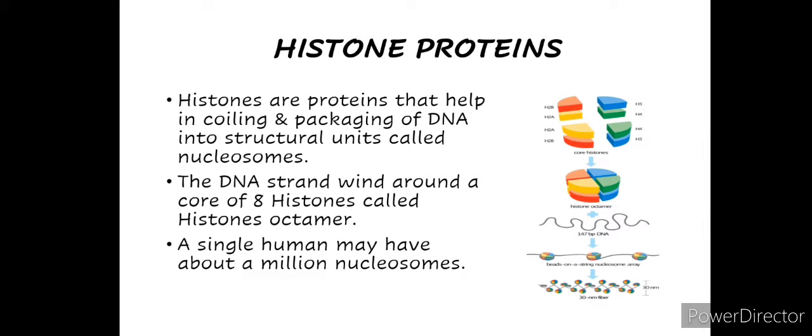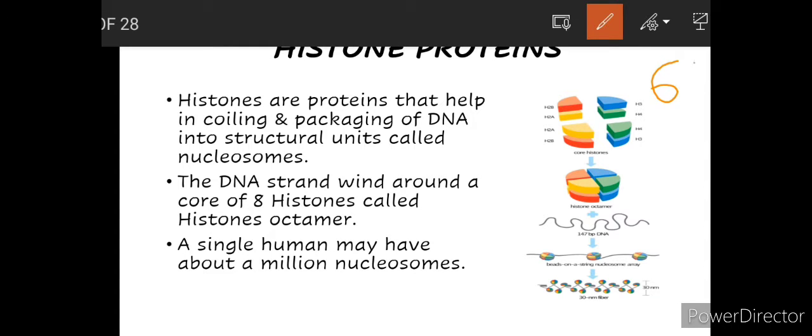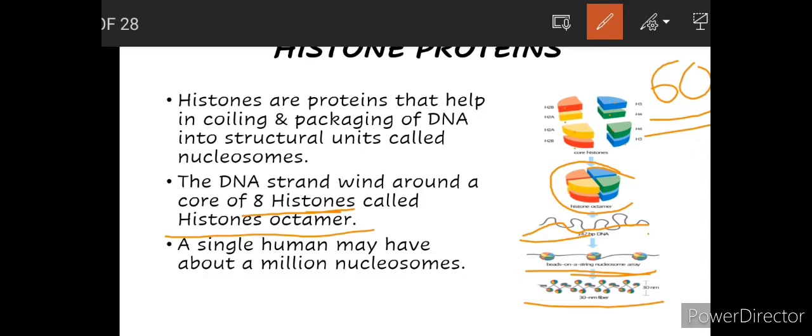Histone proteins. We all know that chromatin is made up of 60% histone protein. Histone proteins are wrapped around DNA. You can see in this image they are wrapped around DNA in eights: 1, 2, 3, 4, 5, 6, 7, 8. They are present as 8 histones, therefore they are called a histone octamer.